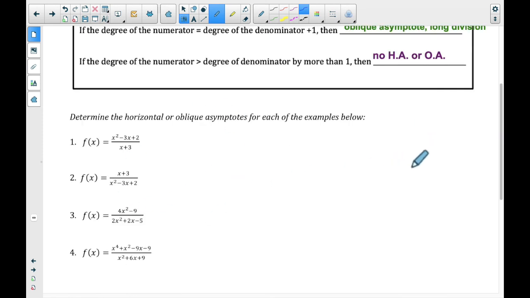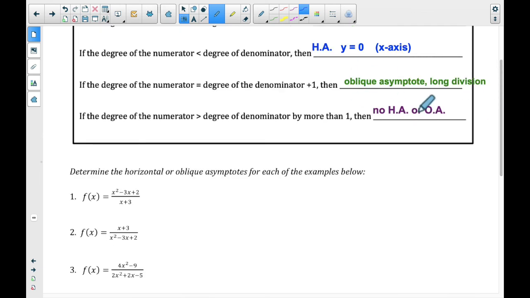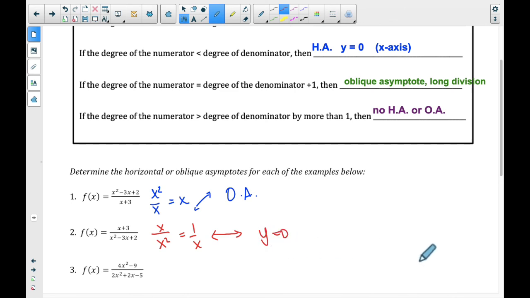Let's just take a look at these examples using these rules. Notice this one. If I did long division, I have x squared over x. That's going to give me an x. That's going to be a slant asymptote. So I should do long division with this one. This has an oblique asymptote. I would have to do division to find it. This one, number 2, comes out to be x over x squared. That reduces to 1 over x. That means it has a horizontal asymptote at y equals 0.